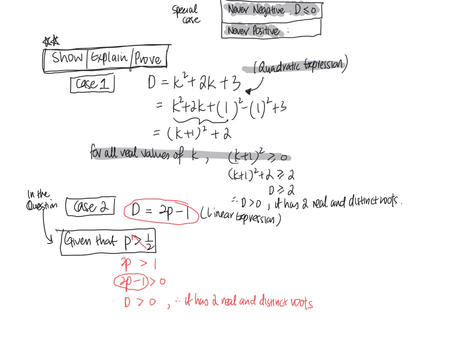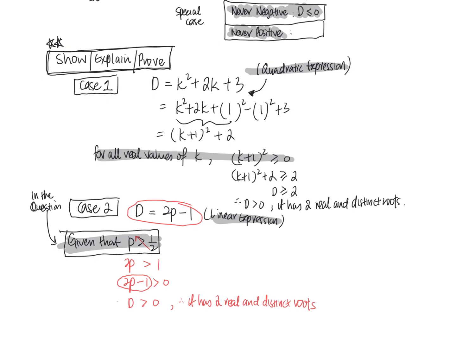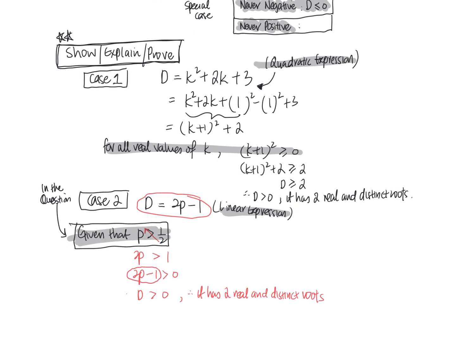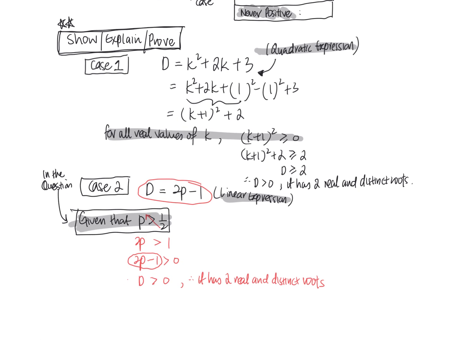Okay, if it's a linear, they must give you something somewhere. Then you can use that to prove. Okay? So these are the 2 special cases. If they ask you, okay, so that means same thing.